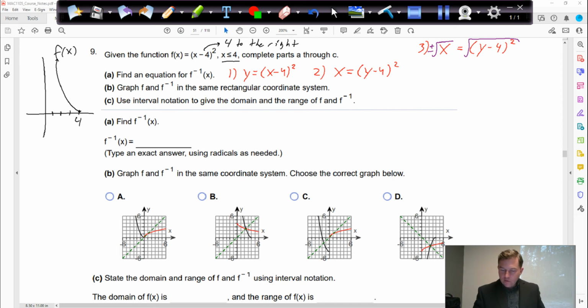On the left, we'll have plus or minus the square root of x. And on the right, we'll have y minus 4. So that square root and that square will cancel. Now the last step is to add 4 to both sides. So we'll get 4 plus or minus root x equals y. And let me rewrite that as just swap these, y equals 4 plus or minus the square root of x. And then step 4 is to say, replace y with f inverse.